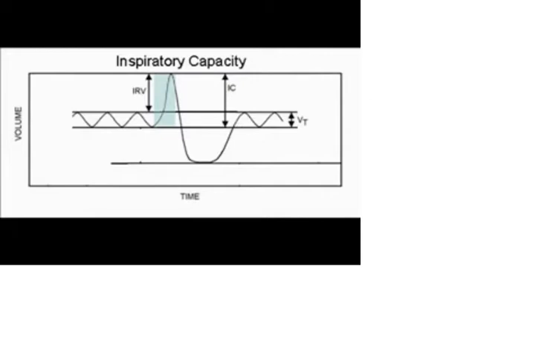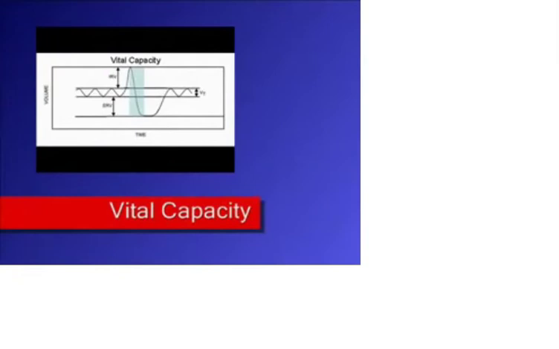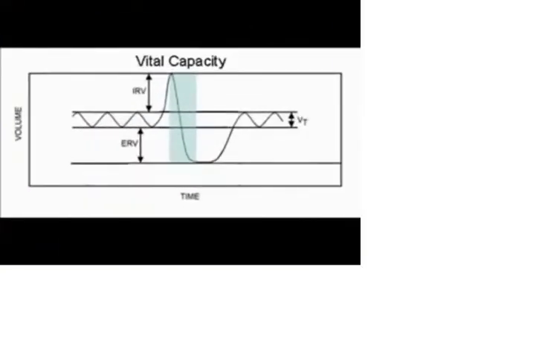The vital capacity is the amount of gas that can be exhaled after a maximal inspiration. So what you would do is take a big deep breath all the way in and then blow it all the way out as far as you can, and that would be a vital capacity. Therefore, it includes the inspiratory reserve volume, tidal volume, and expiratory reserve volume.